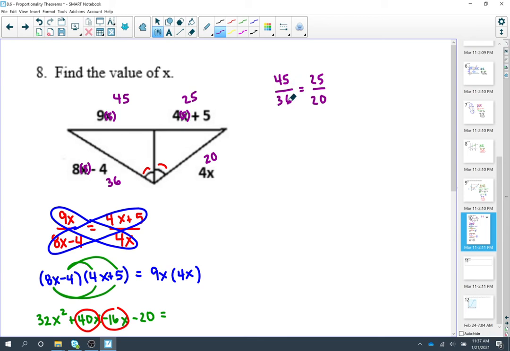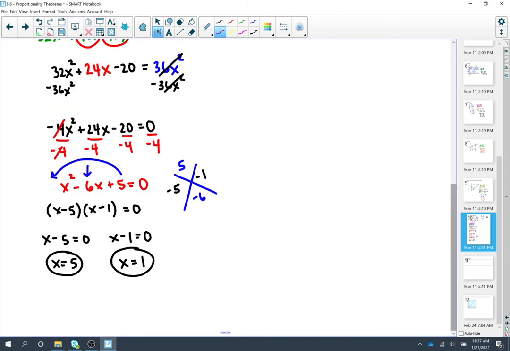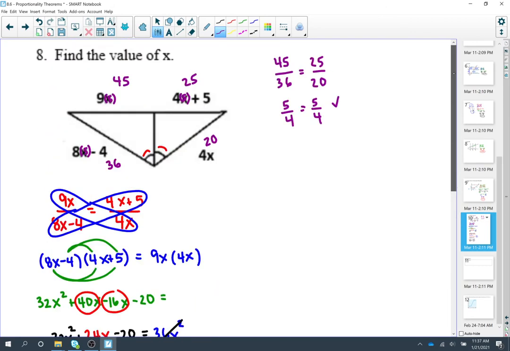45 and 36 both divide by 9, which is 5/4. And 25 over 20 both divide by 5, which is 5/4, which checks out. So our first answer of 5 is a good one. Smiley face. Then I'm going to check out the 1. What if we put in 1?